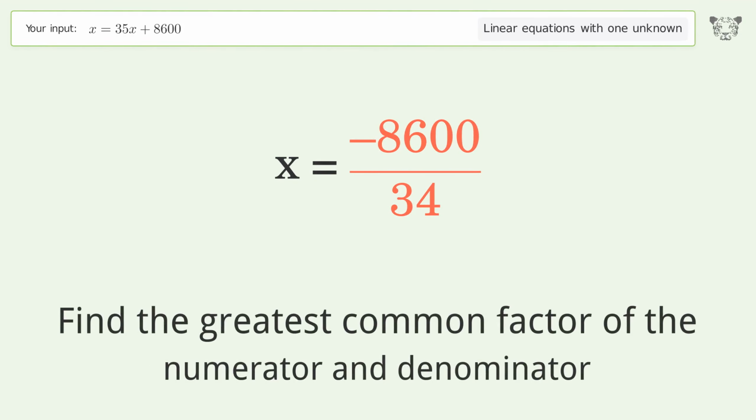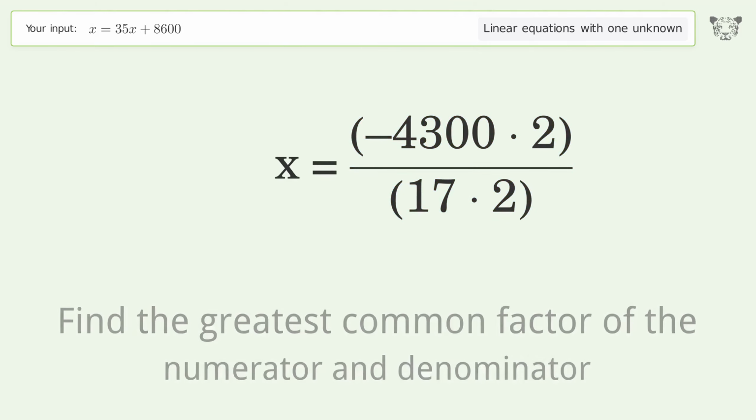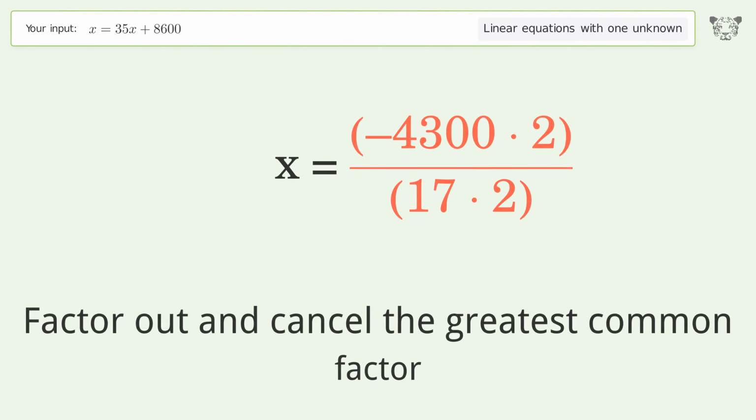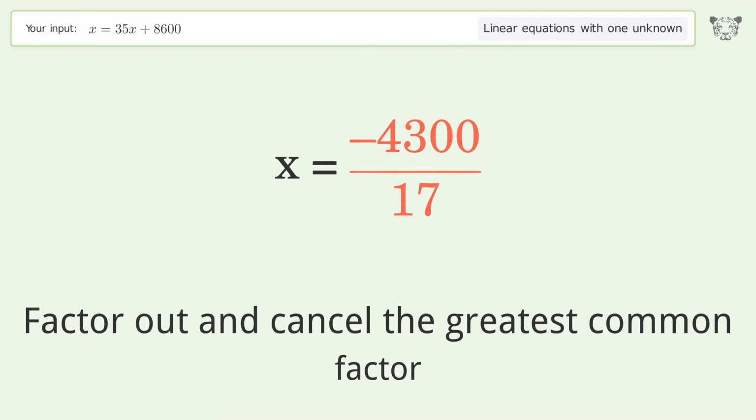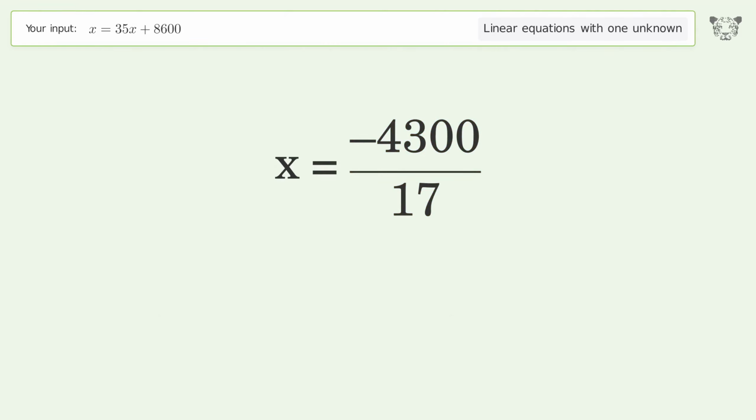Find the greatest common factor of the numerator and denominator. Factor out and cancel the greatest common factor. And so the final result is x equals negative 4,300 over 17.